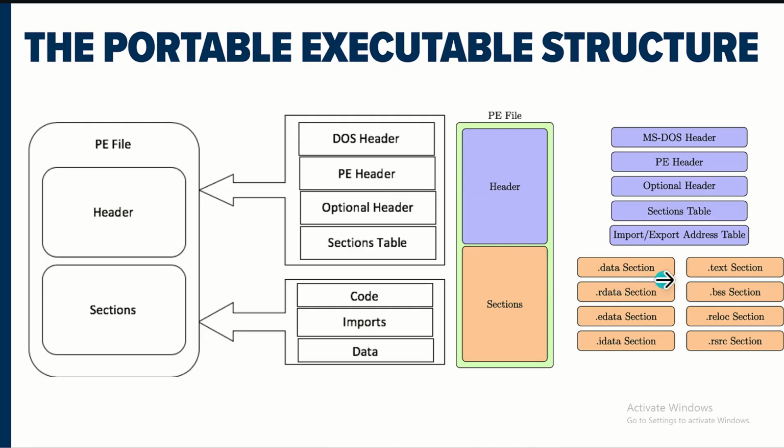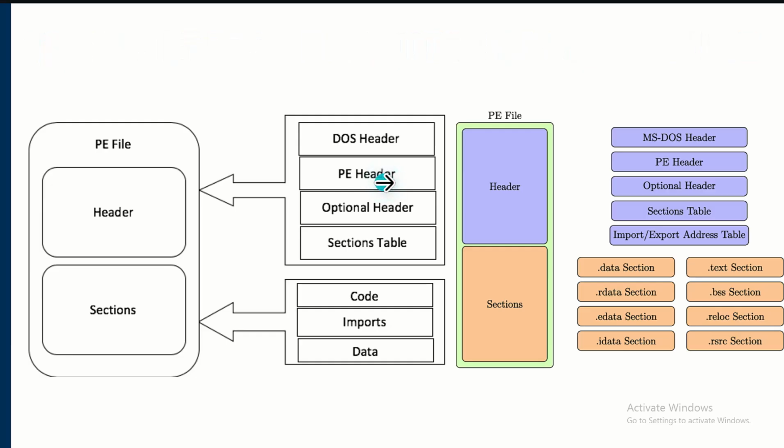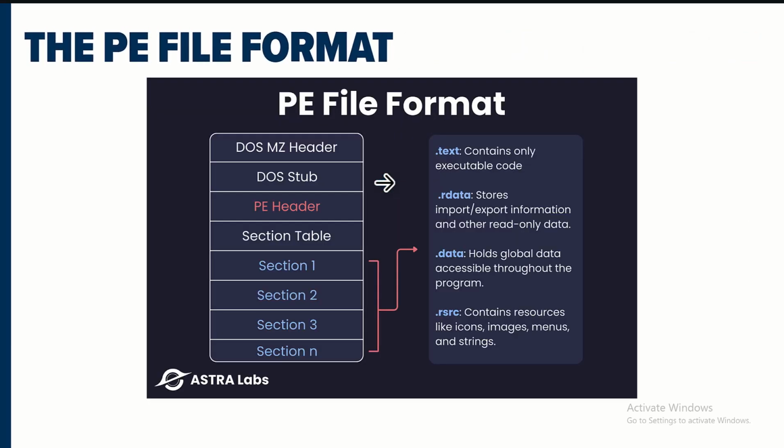From the sections, we have the .data section, the .text section, the .rdata, the .bss, the .edata, the .reloc, the .rsrc, and the .idata. In the next slide, we will discuss what is contained in the .text section, .data, .idata, and the other ones. So, the PE file format. Here we have the .text section, which contains only executable code. In most cases it contains the main executable code.